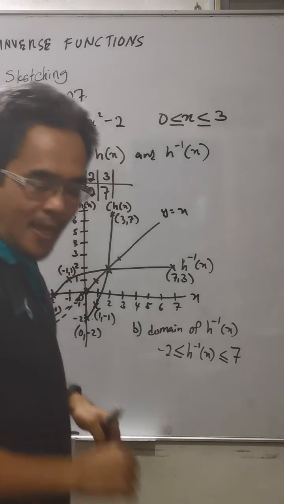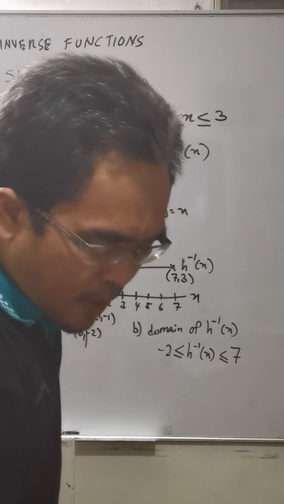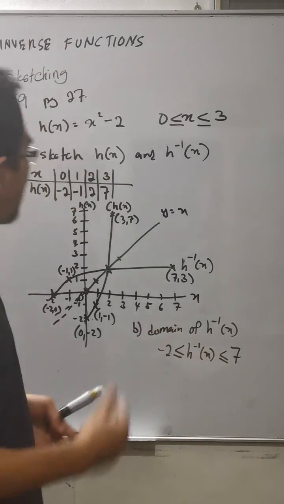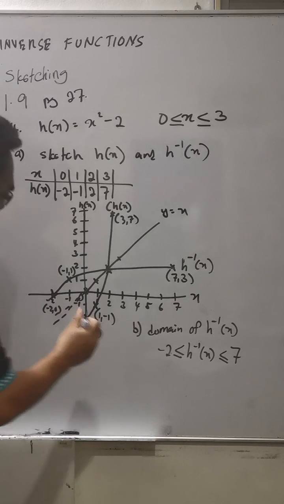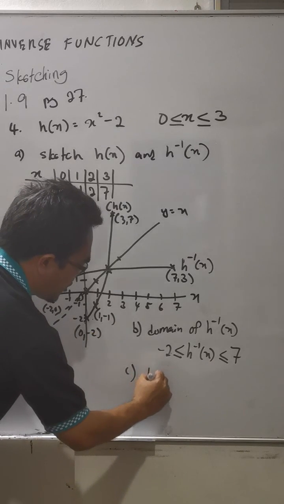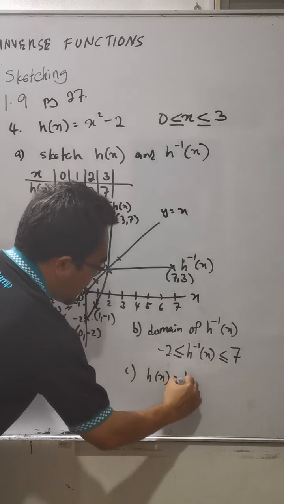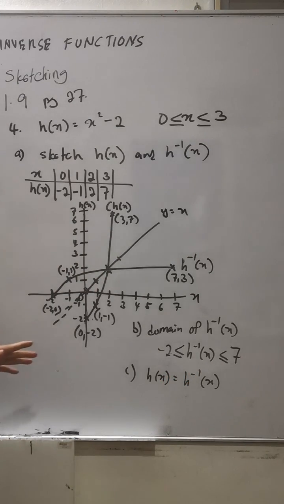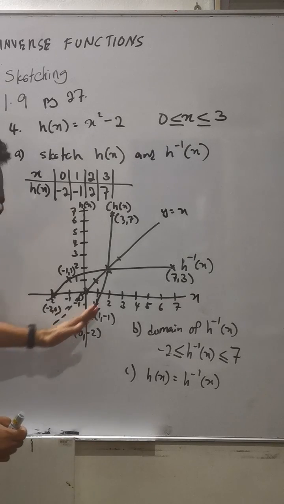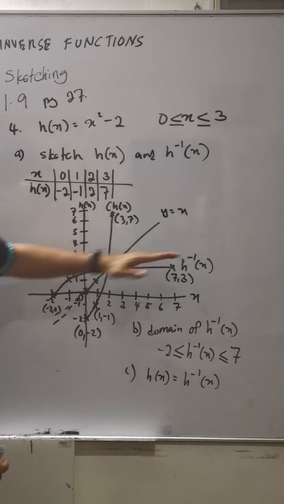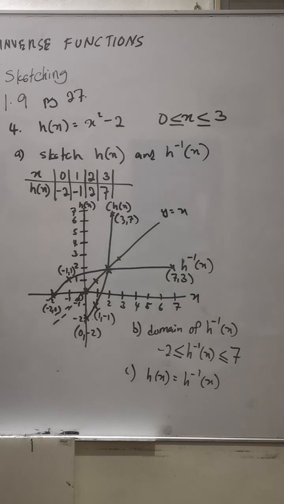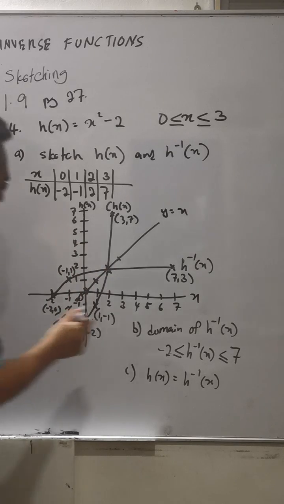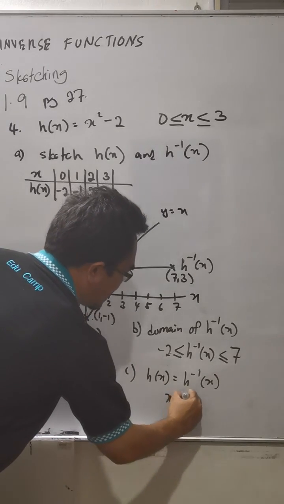Okay, then C, find the value of x such that h(x) equals h inverse of x. So we are looking for the intersection between the function and the inverse function. It will intersect here. So what is the value of x? So x equals 2.